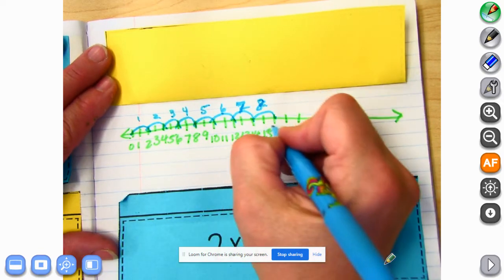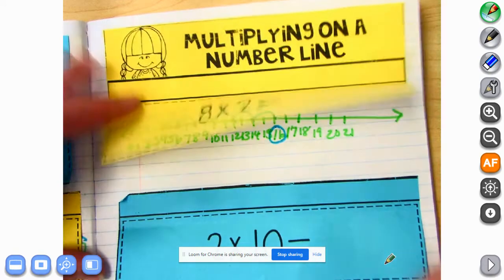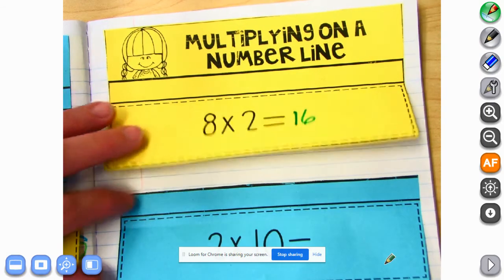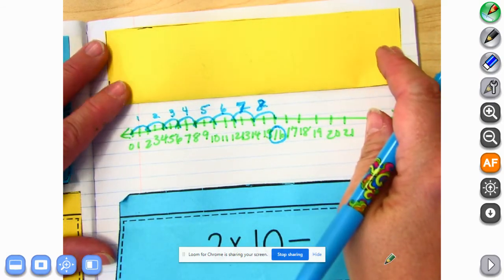So we've landed on 16. So 8 times 2 is 16.